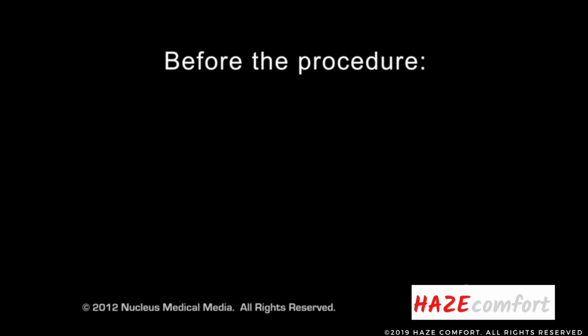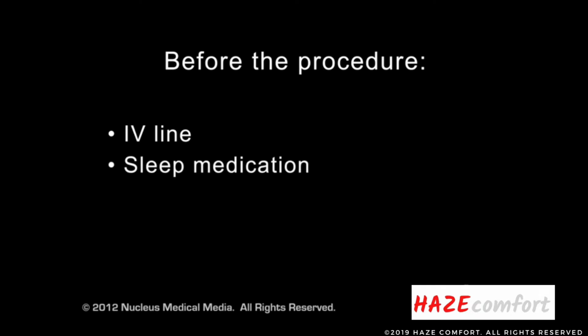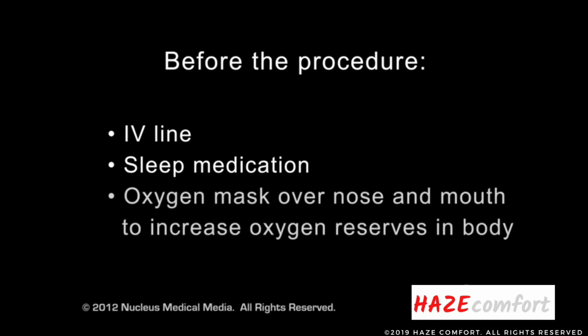Before you are intubated and ventilated for a surgical procedure, an intravenous line or IV will be started, and your doctor will give you medication through your IV to put you to sleep. As the medication takes effect, he or she will place an oxygen mask over your nose and mouth and ask you to breathe deeply, ensuring that you will have a reserve of oxygen in your system prior to the procedure.